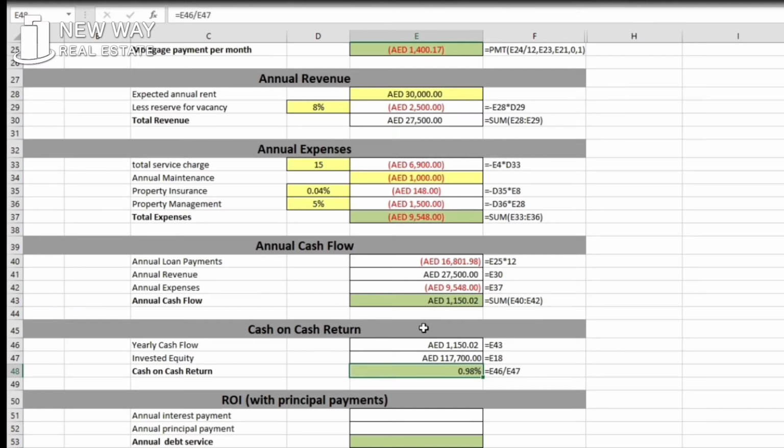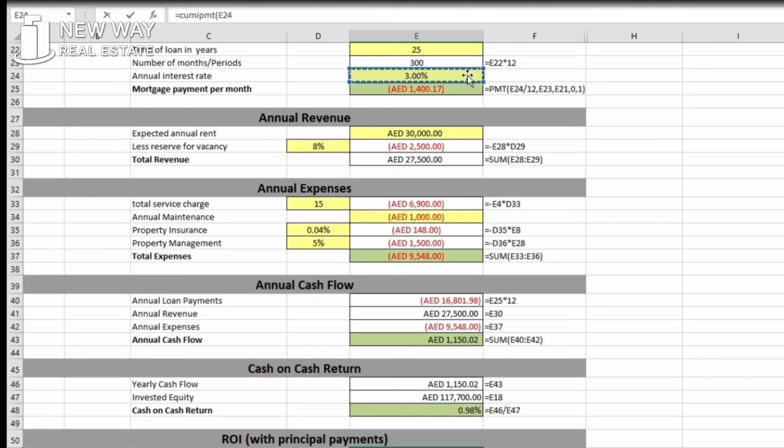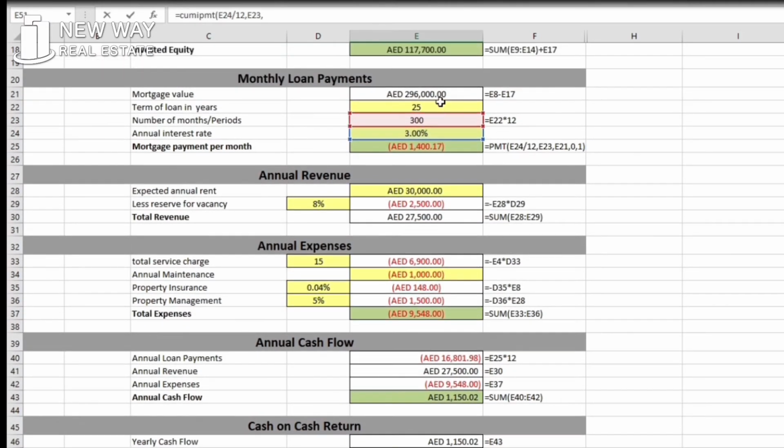So we need to factor that in our return on investment, and we can do that with the following section. First of all, we need to separate the interest from the principal in our loan payments. To do that, we can use the cumulative interest payment function, which goes like this: CUMIPMT, open bracket. The first argument is the rate. We divide that by 12 again. Number of periods, 300. Then we got the present value, which is the mortgage value.